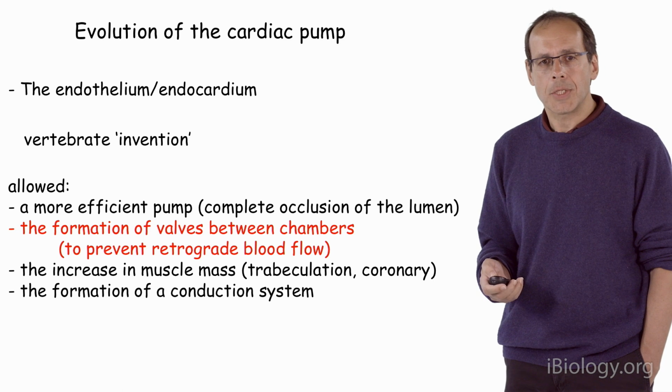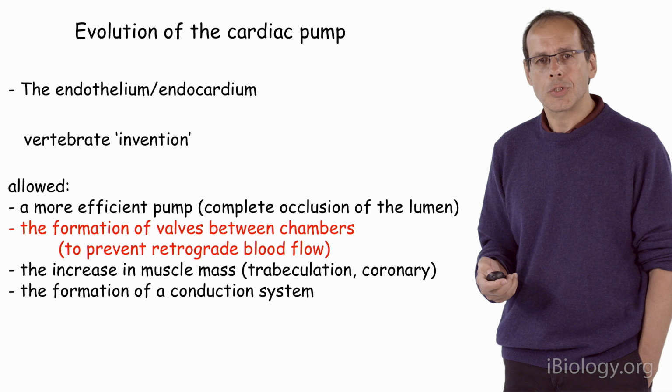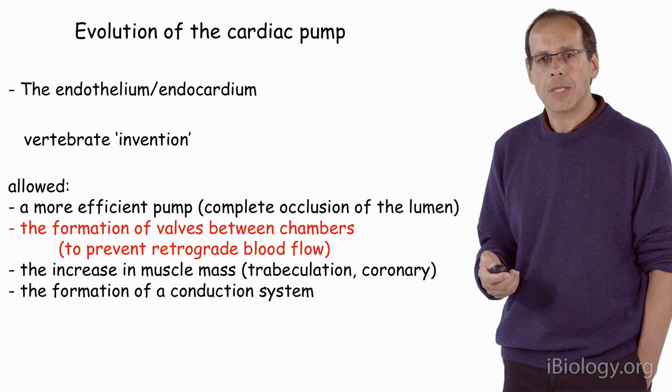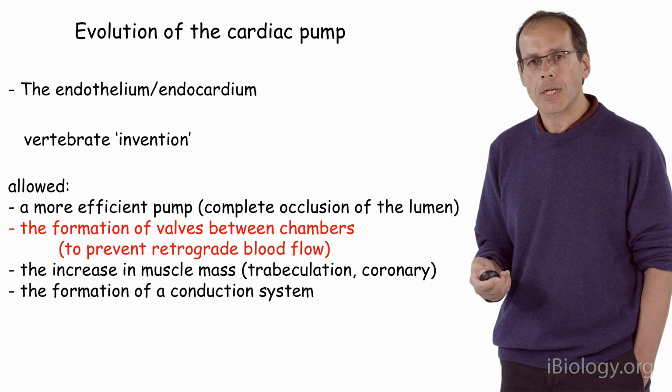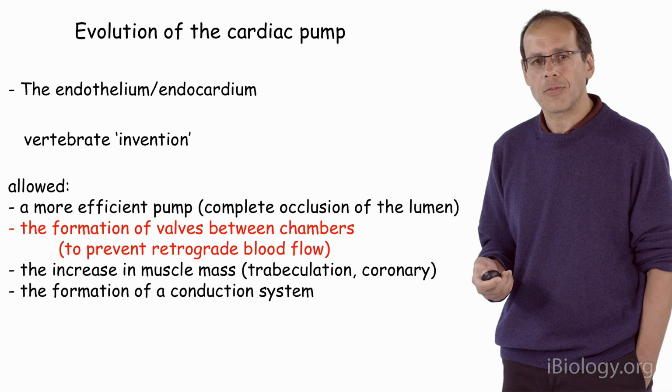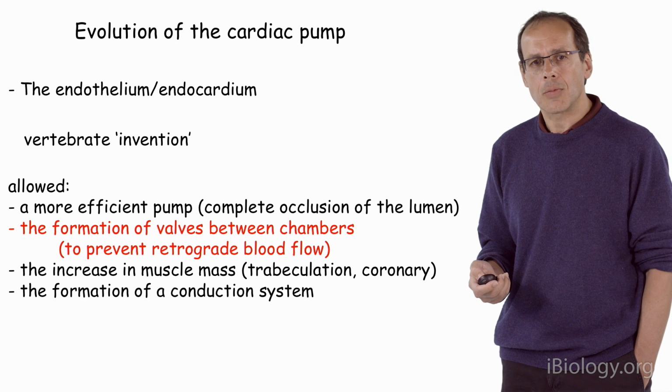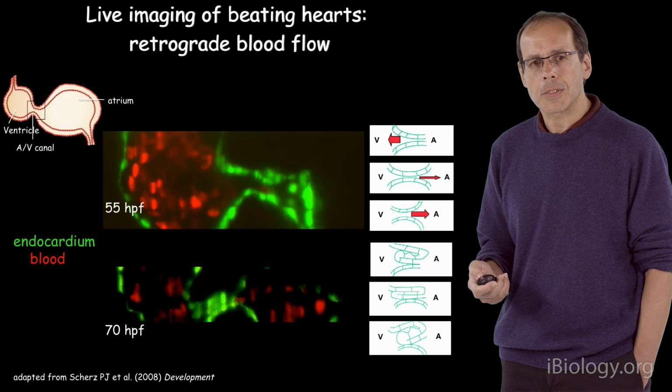So moving on to the second point, about the evolution of the cardiac pump and the fact that the endothelium was key in the evolution of this organ, I will show you how it is directly involved in the formation of the valves between the chambers. So let's first look at the retrograde blood flow as it appears at early stages.